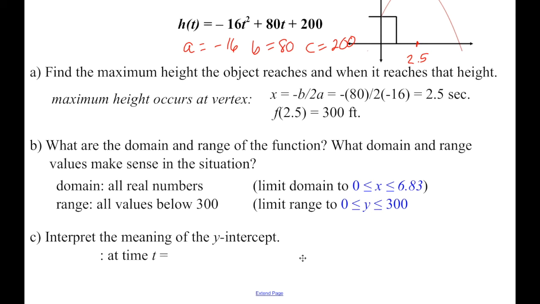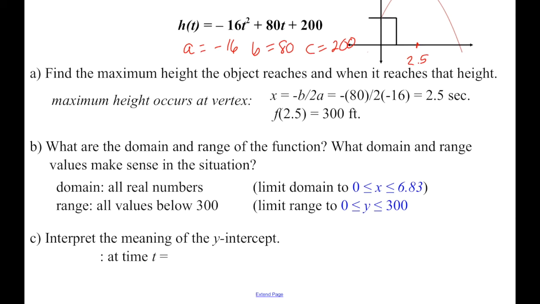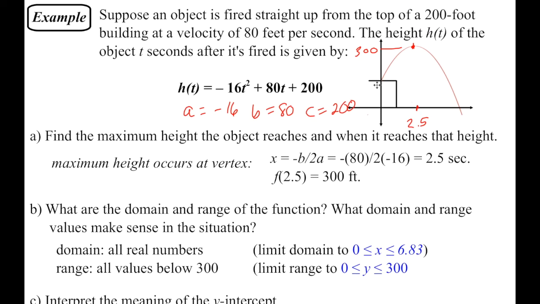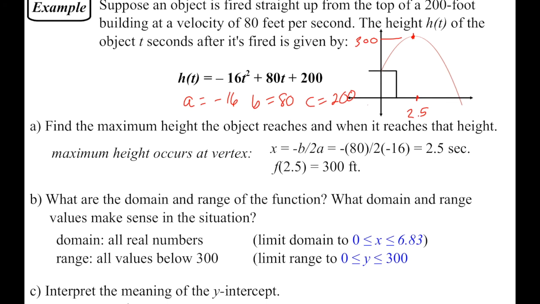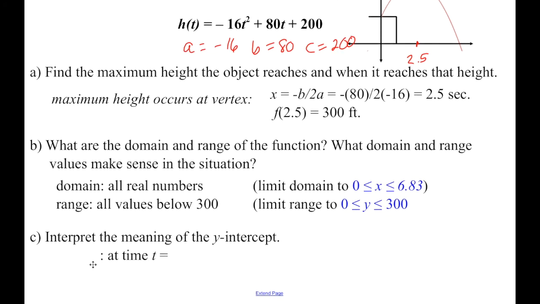Interpret the meaning of the y-intercept. Well, what is the y-intercept? The y-intercept was 200. If we let t be 0, we're at 200. What does that mean? Well, if you read your problem, it says, suppose the object is fired straight up from the top of a 200-foot building. That's just telling you that's your starting point. You're already 200 feet above the ground. So what that means is at time t equals 0, the object is 200 feet above the ground.